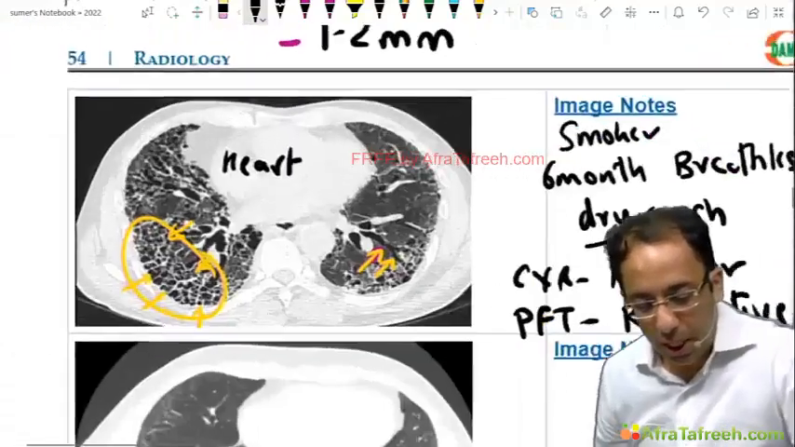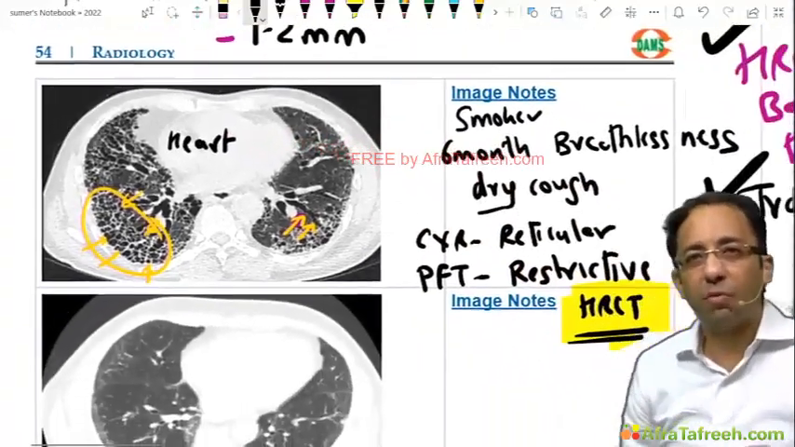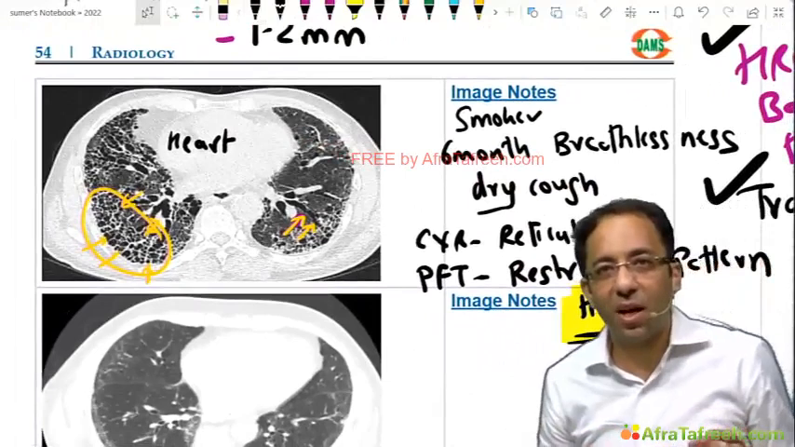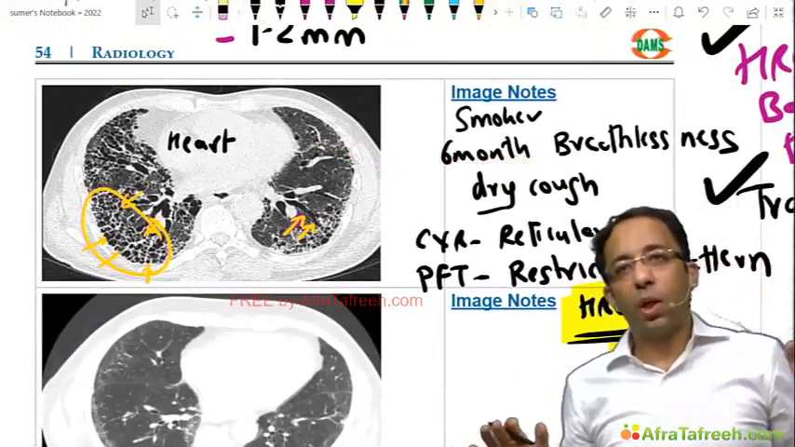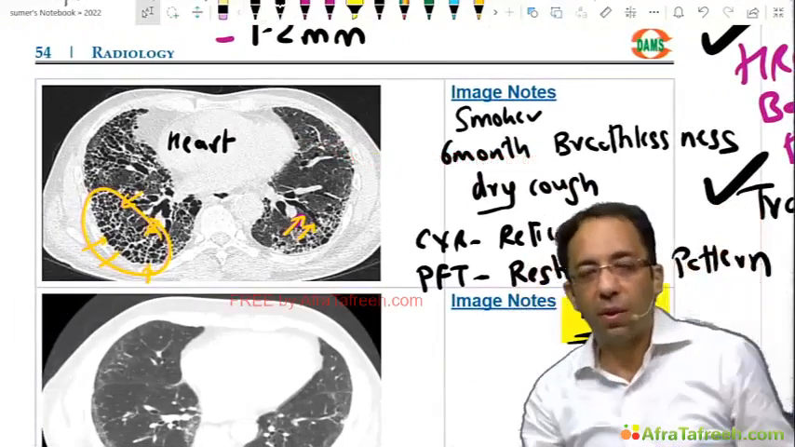Now, this is the heart. Okay, don't worry if some of you are not able to identify where the heart is. Don't worry. I will teach you when I reach that section. I will teach you also. Don't worry.